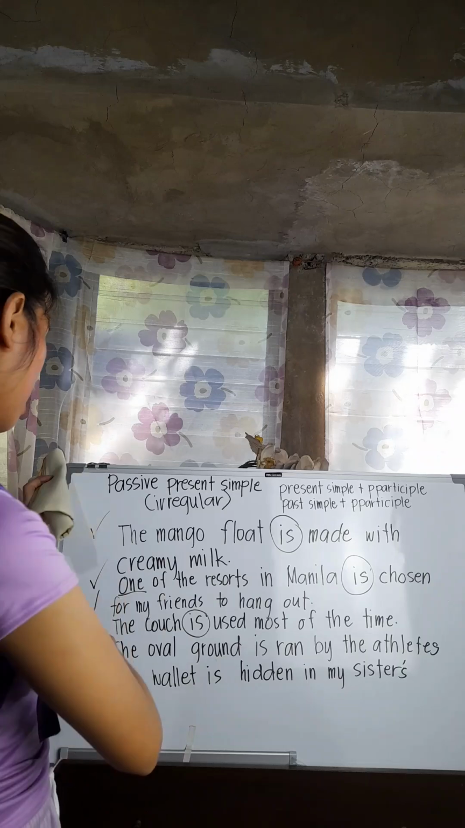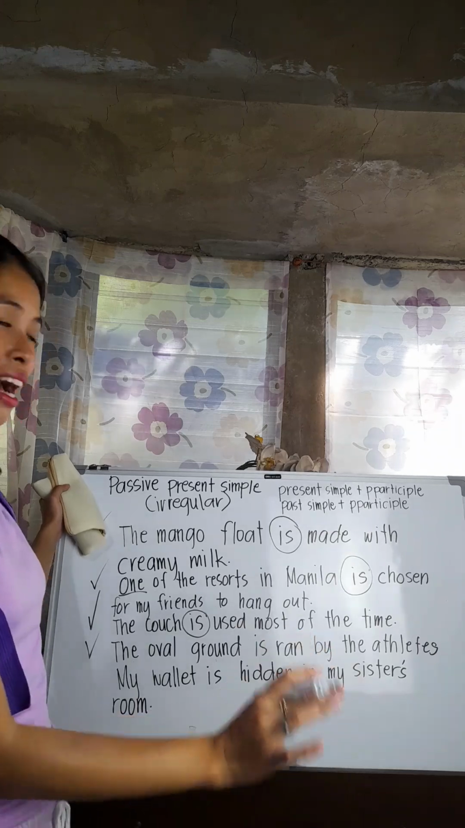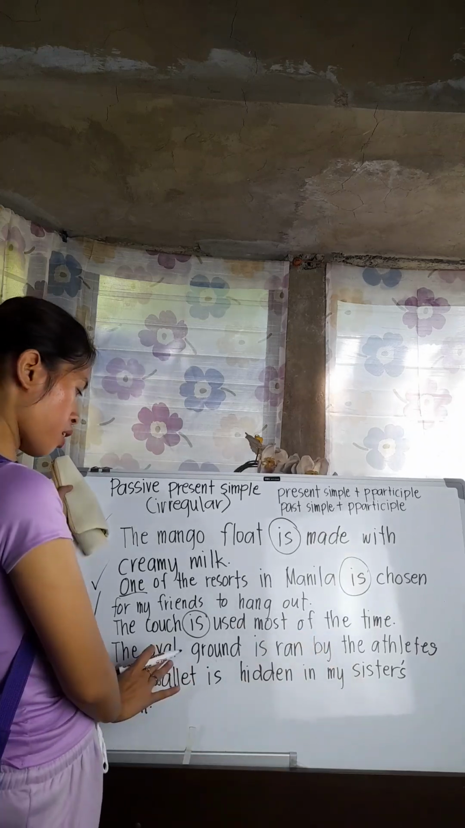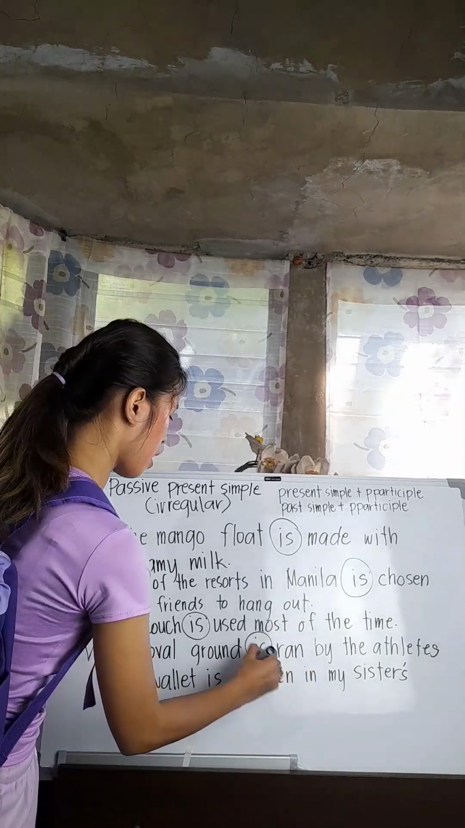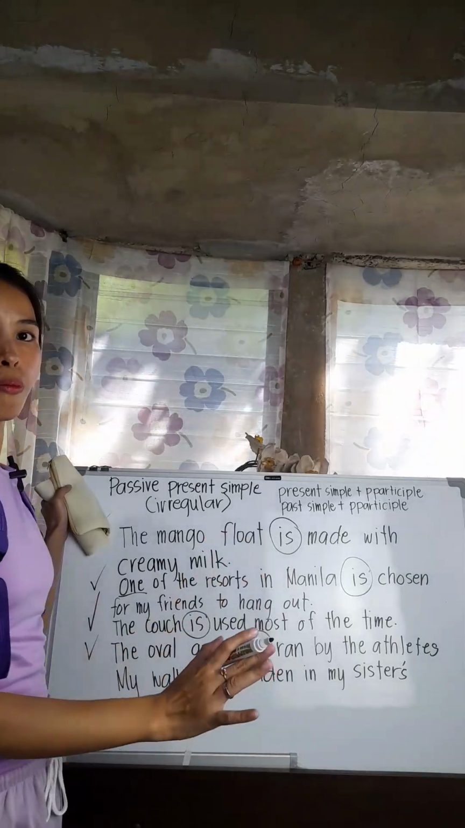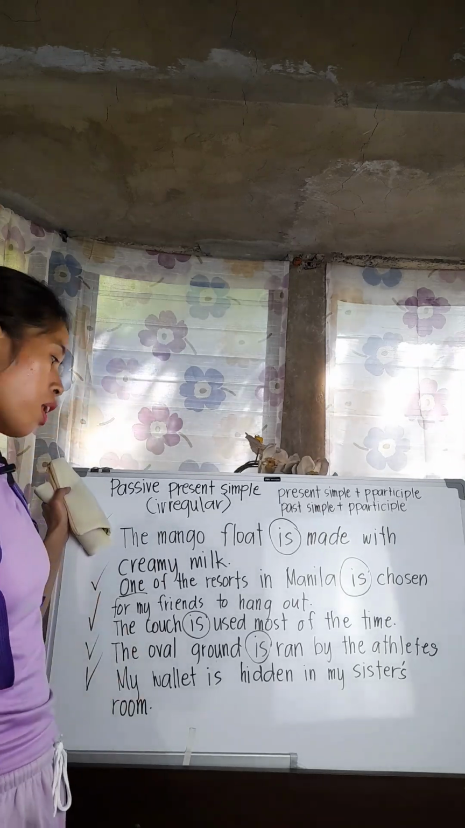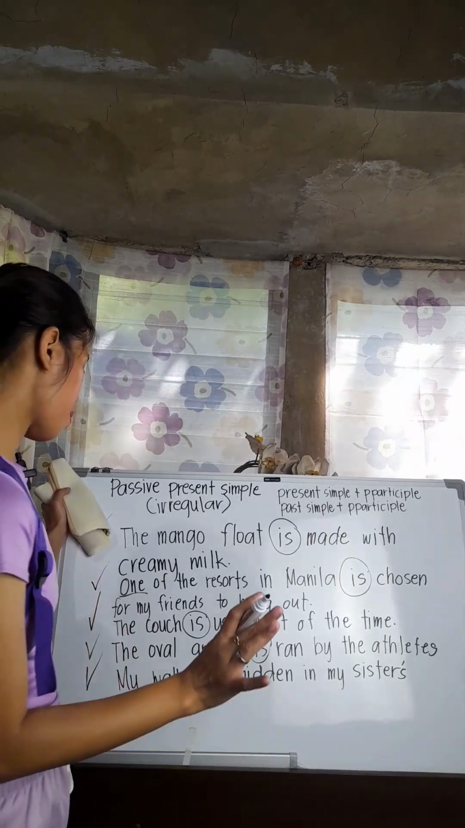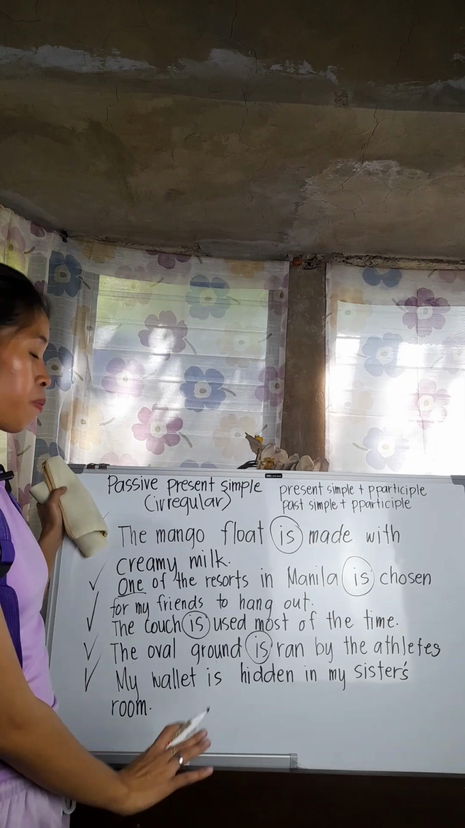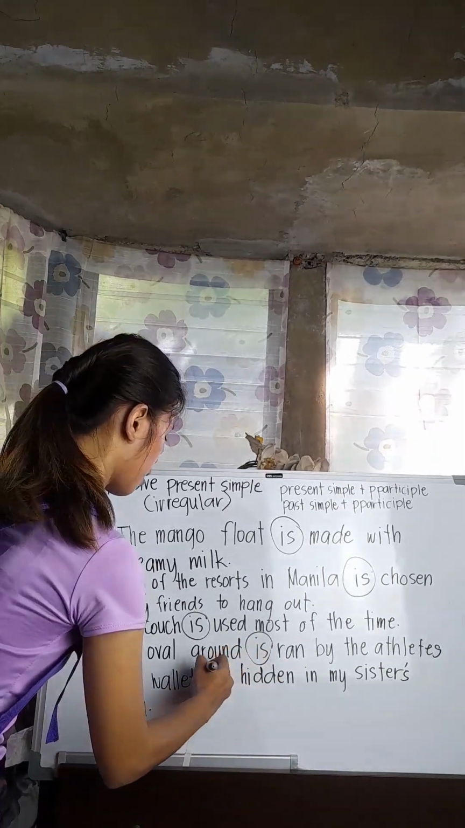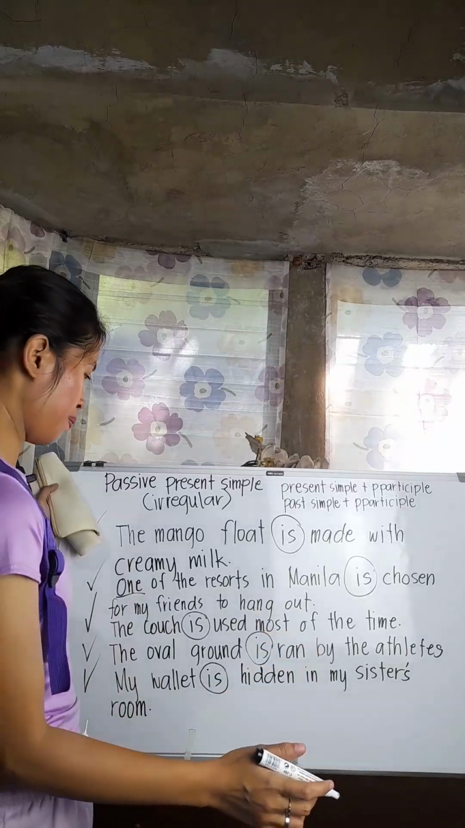Okay, so for the fourth sentence, the oval ground is run by the athletes. The subject, the oval ground. The present simple is the word is. The past participle is the word ran. For the fifth sentence, my wallet is hidden in my sister's room. The subject, my wallet. The present simple is the word is. The past participle is the word hidden.